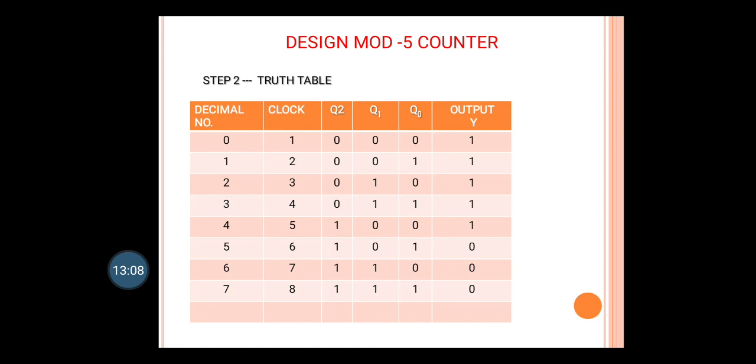Since the number of clock pulses we need is 5: 1, 2, 3, 4, 5. Till 5 the output will be 1, and 6, 7, 8 we don't need, so there you are going to put 0, 0 in the output. Now whenever such conditions are there, you have to use the K-map technique.